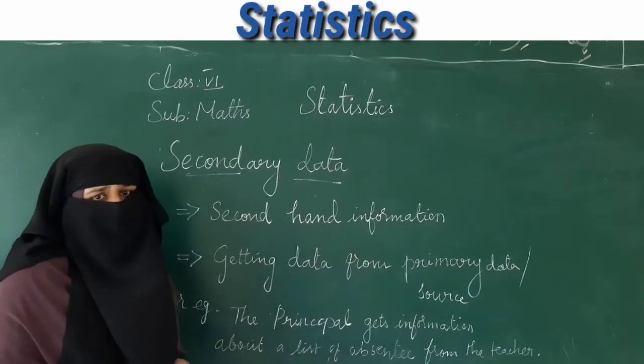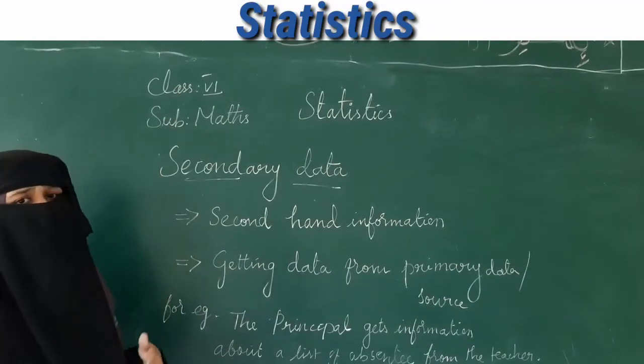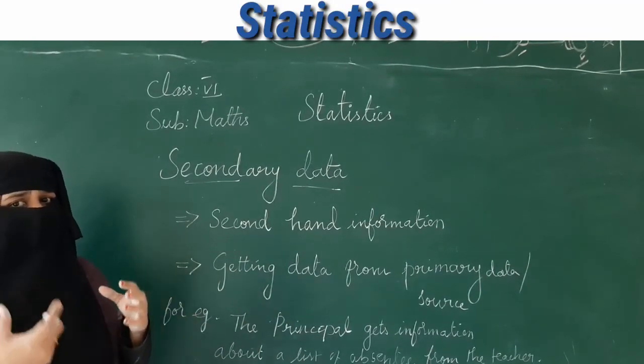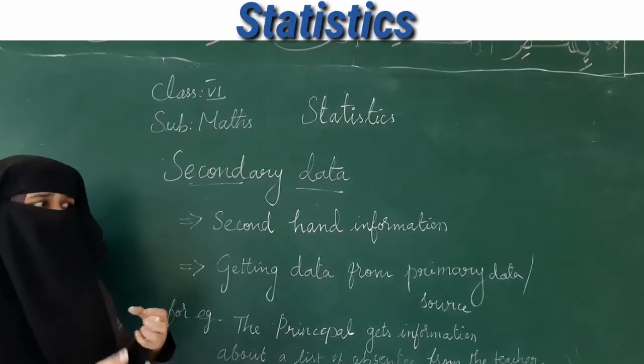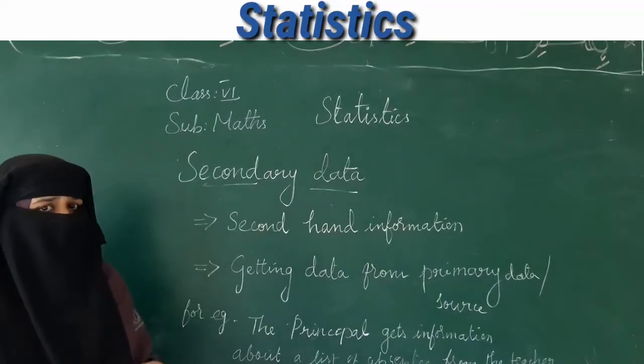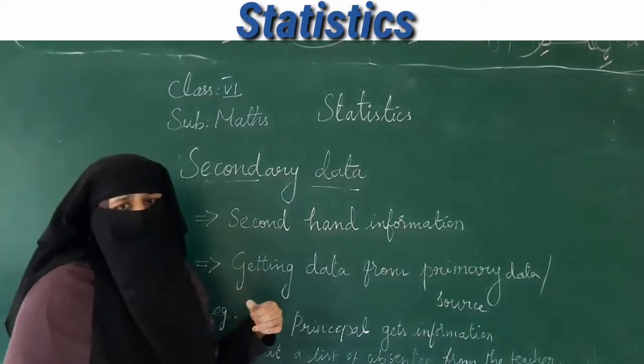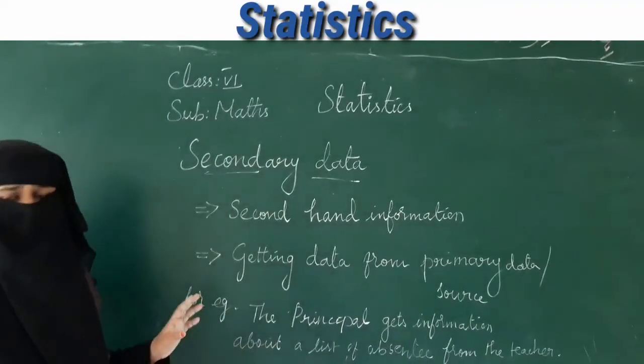How does the teacher answer the principal? She already collected the data from the classroom. So from this data, she tells about the absentees to the principal. So this is called secondary data. Okay.